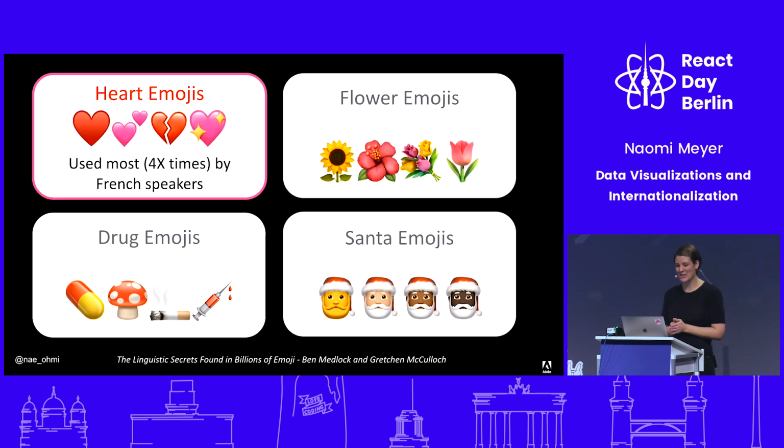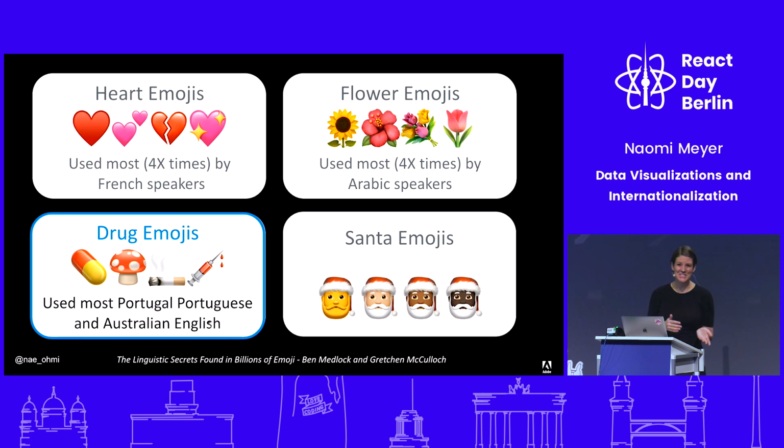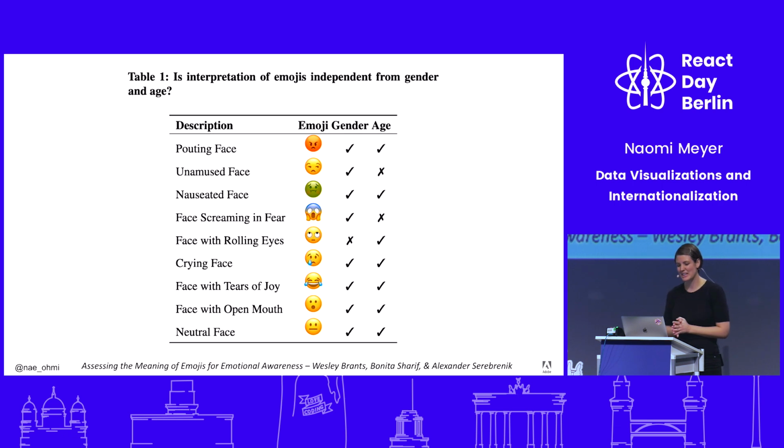Heart emojis are used 4 times more by French speakers than any other language, right? Paris is the city of love. And then flower and plant emojis are used 4 times more by Arabic speakers than any other language. Drug emojis are used most in Portugal Portuguese and Australian English, and these are also countries that happen to have some of the most permissive drug laws in the world. And finally, Santa emojis. These are used most in Danish, Norwegian, and Swedish, which is where he lives up in the North Pole, right?